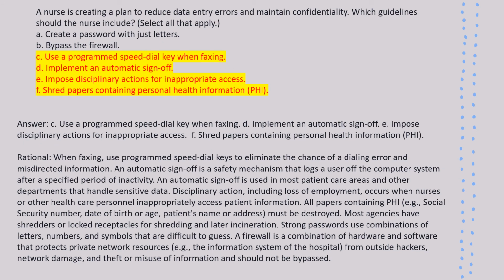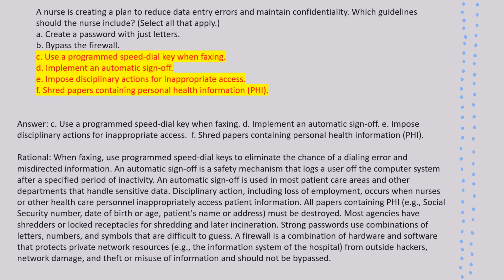Answer C. Use a programmed speed dial key when faxing. D. Implement an automatic sign-off. E. Impose disciplinary actions for inappropriate access. F. Shred papers containing personal health information. Rationale: when faxing, use programmed speed dial keys to eliminate the chance of a dialing error and misdirected information.